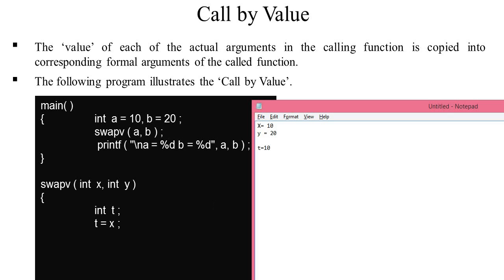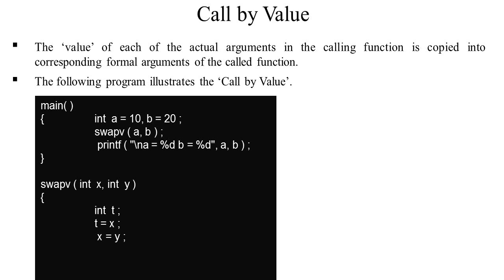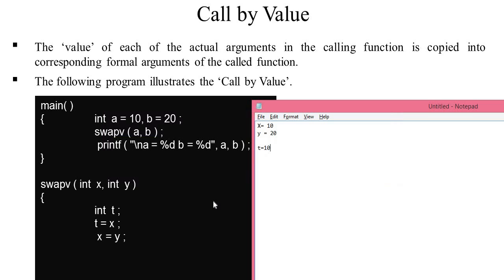Okay, now over here, what is the next statement? x is equal to y. So what does it mean? The value of y is going to be assigned to x. The right hand side value is assigned to the left hand side. So what is the value of y right now? That is 20. So 20 is assigned to x.